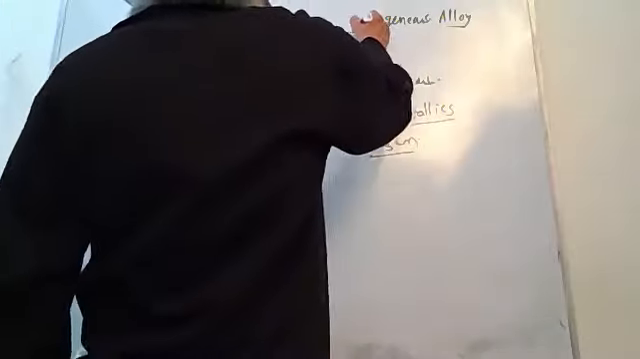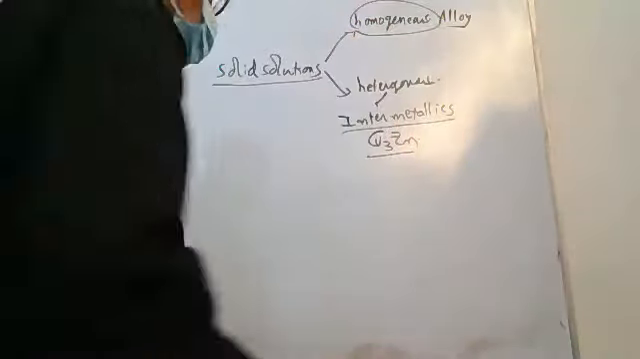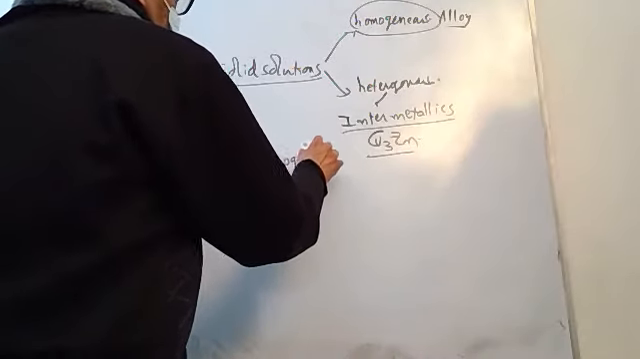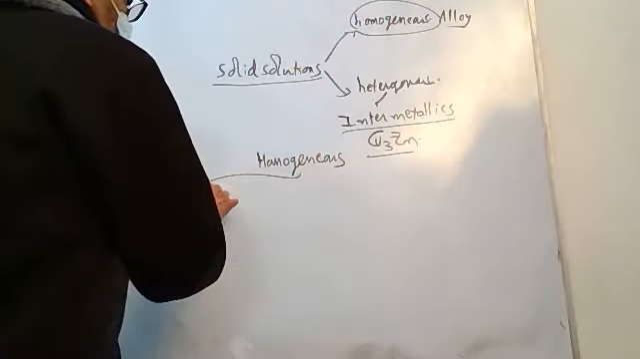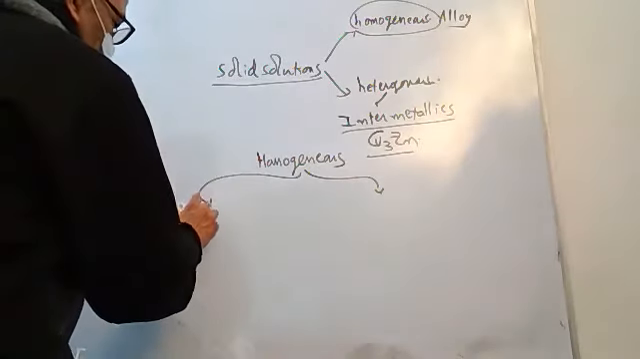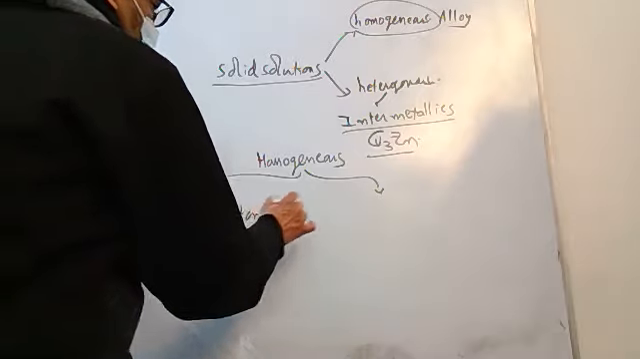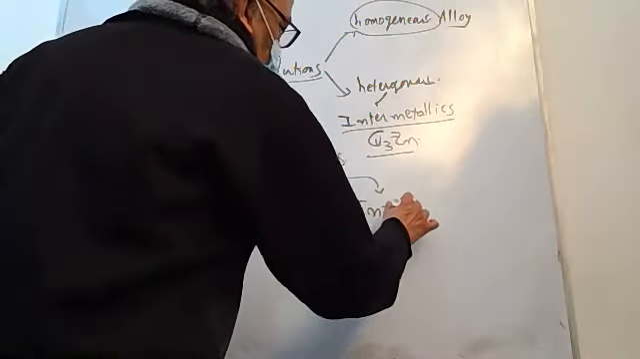Similarly, when you're making homogeneous alloys, you can have two types. One is called substitutional, and the other one is called interstitial.